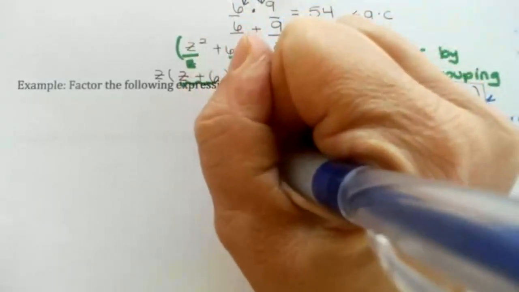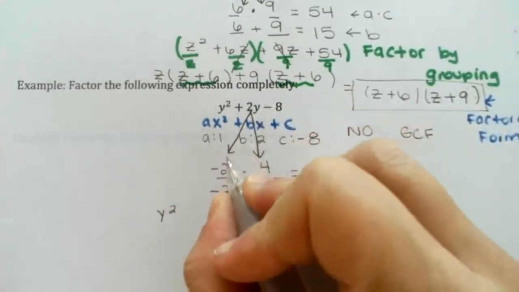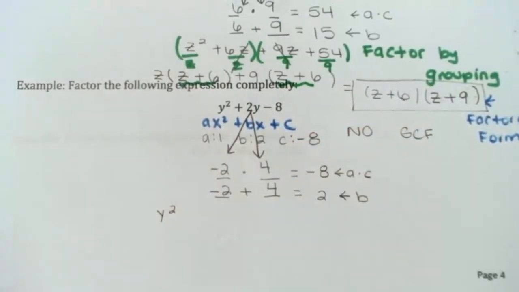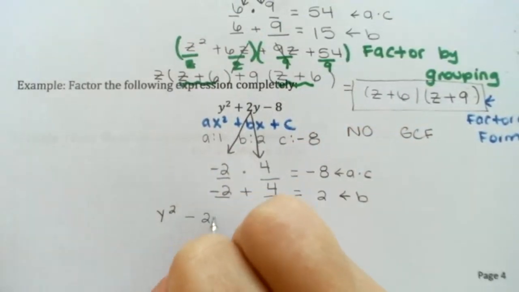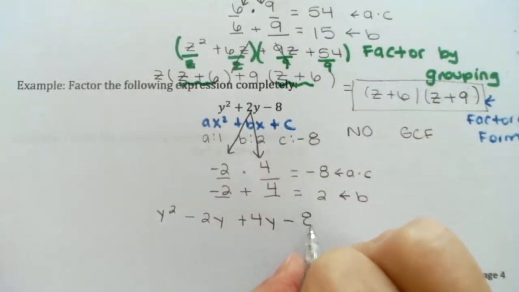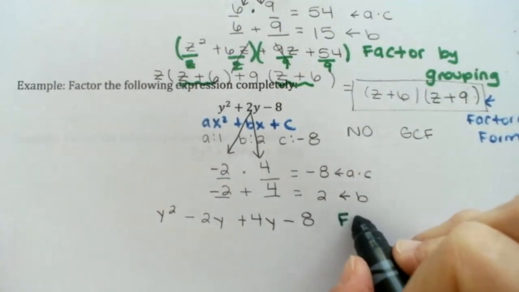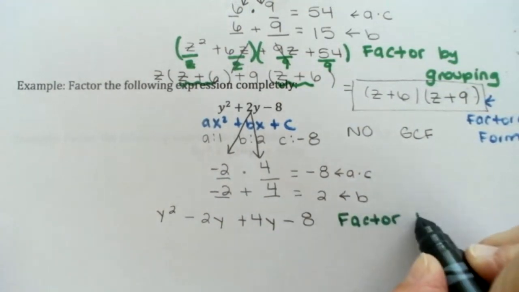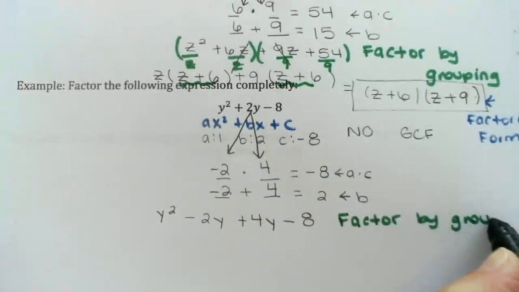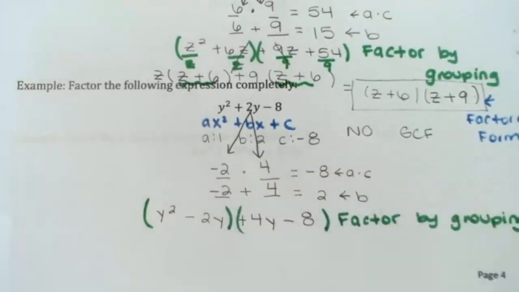So remember, we're going to use our numbers in our blanks to split up this middle b term. So y squared is going to stay the same. Instead of our 2y, we're going to use our numbers in our blanks to split up that 2y. So negative 2y, positive 4y, and then bringing down this negative 8. So now we have four terms. Now we can factor by grouping. So grouping the first two, grouping the last two.